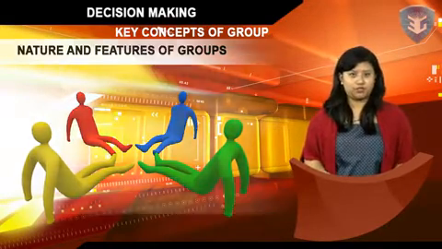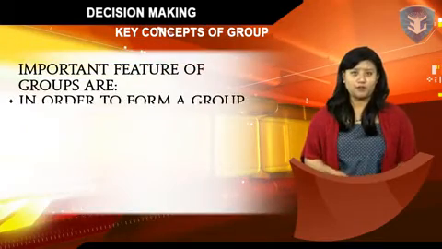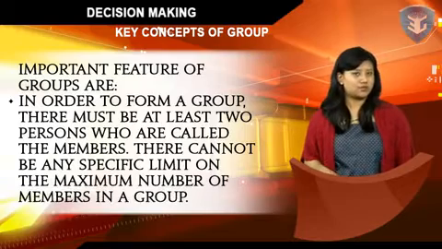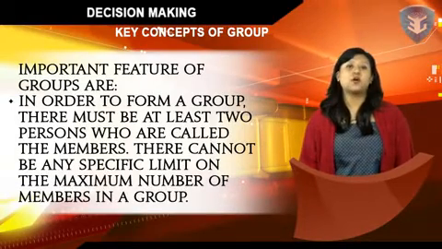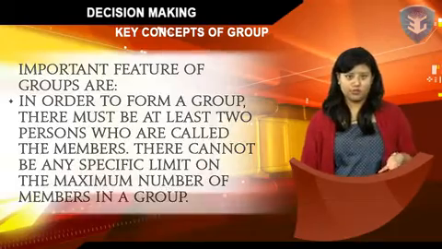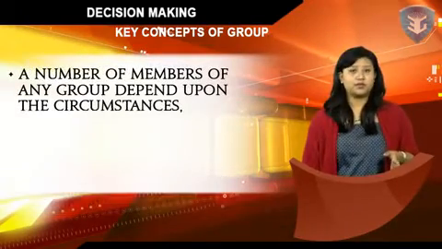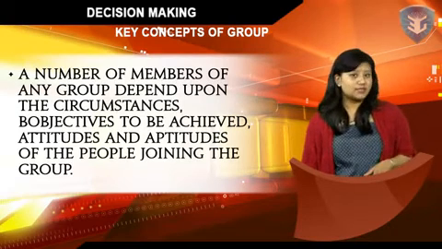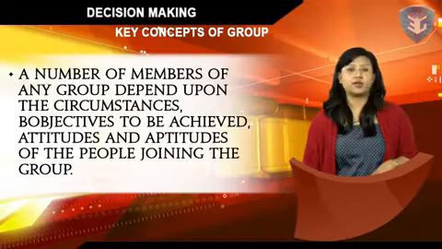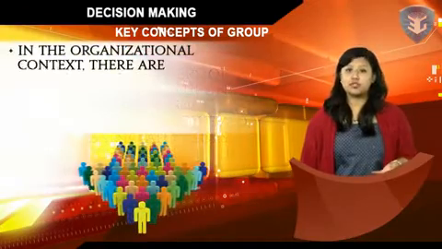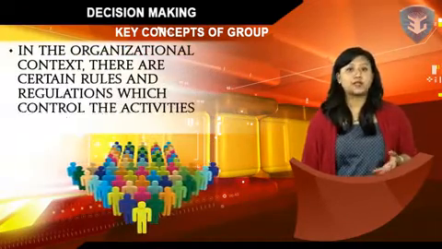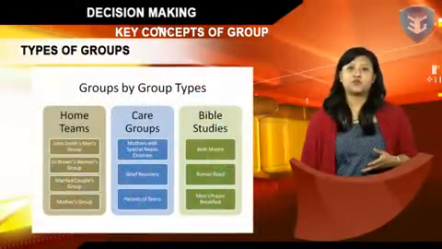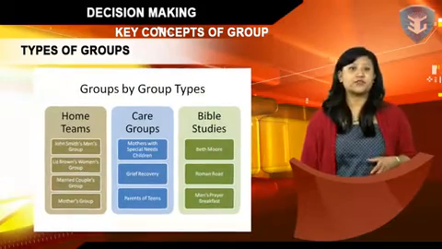Groups have certain features. Important features of groups are: in order to form a group, there must be at least two persons who are called the members. There cannot be any specific limit on the maximum number of members in a group. The number of members of any group depends upon the circumstances, objectives to be achieved, and attitudes and aptitudes of the people joining the group. In the organizational context, there are certain rules and regulations which control the activities of the groups.